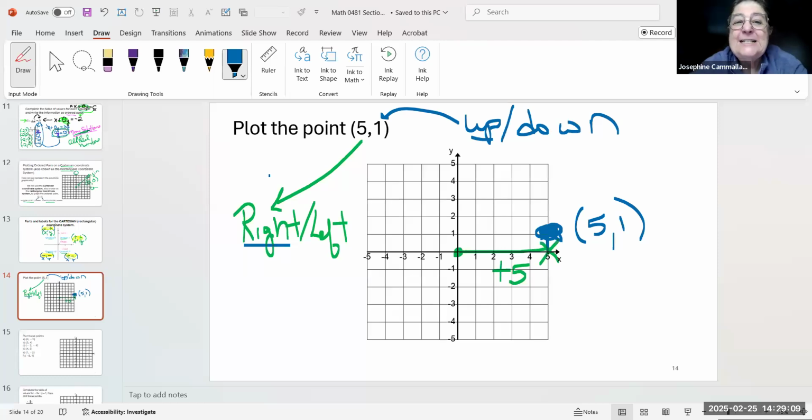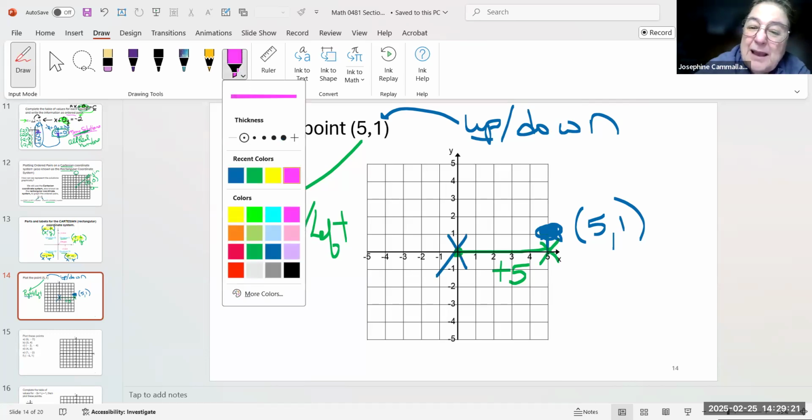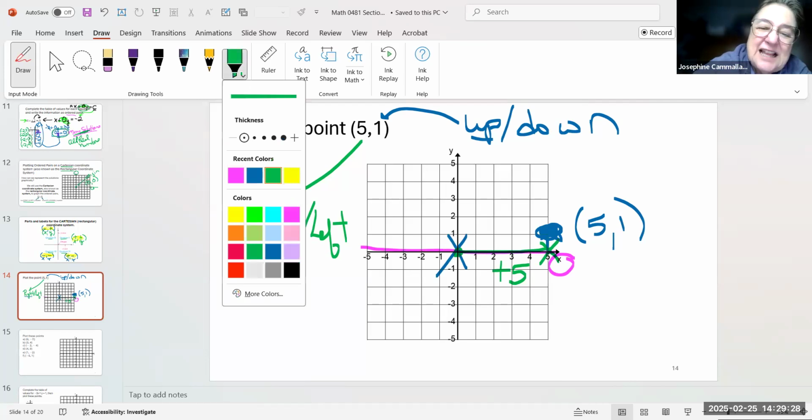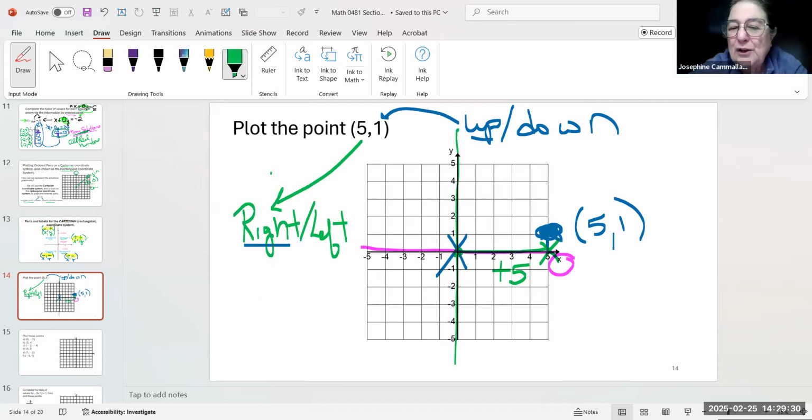Okay. Right, left, first from 0, from the center where the two axes meet. And notice this is my x, which is this line, and this line, which is my vertical axis. Okay? So that big blue dot is my final answer. It's (5, 1).